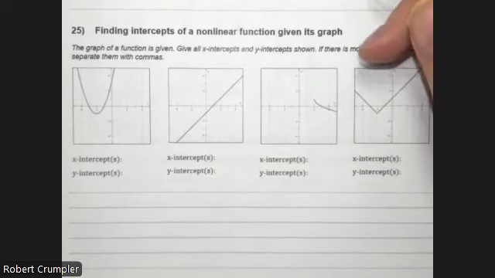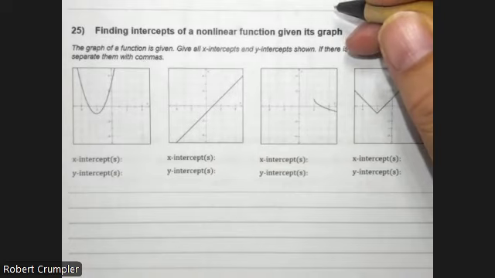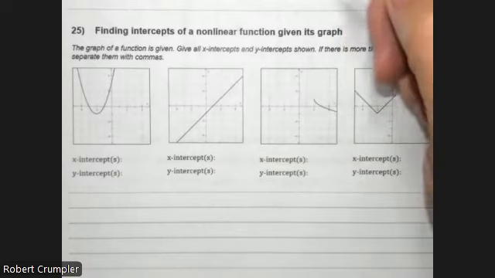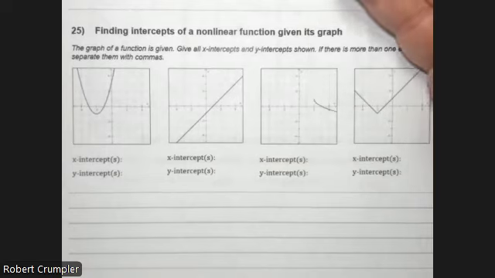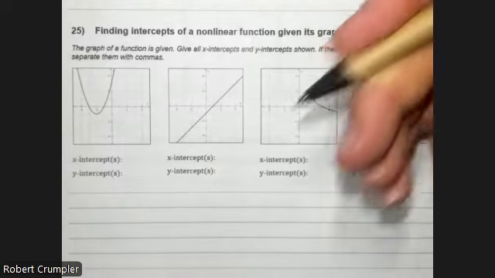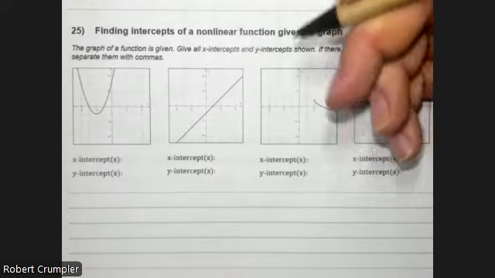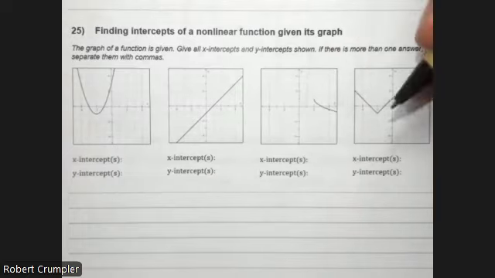So the next topic that we're going to take a look at is finding intercepts of a nonlinear function given its graph. And so to go through and find the intercepts, we're going to do it the same way that we did earlier with the linear functions. We're just applying it now to functions that are not necessarily linear. Okay, they are not a straight line.